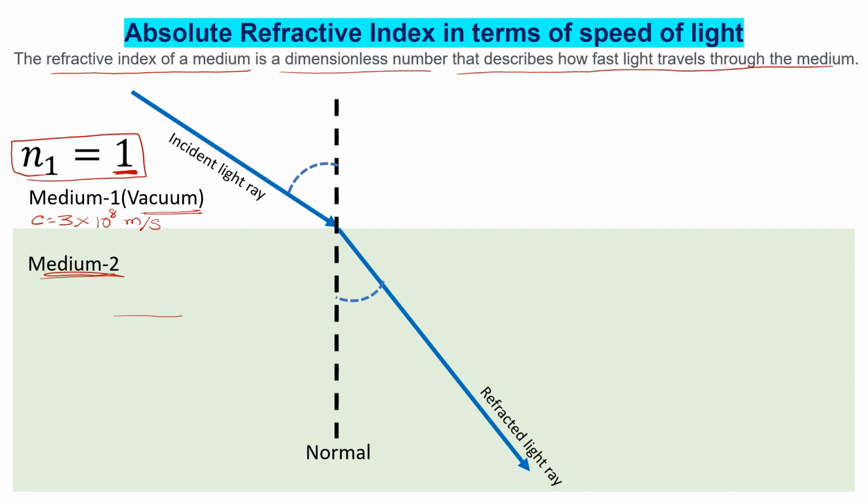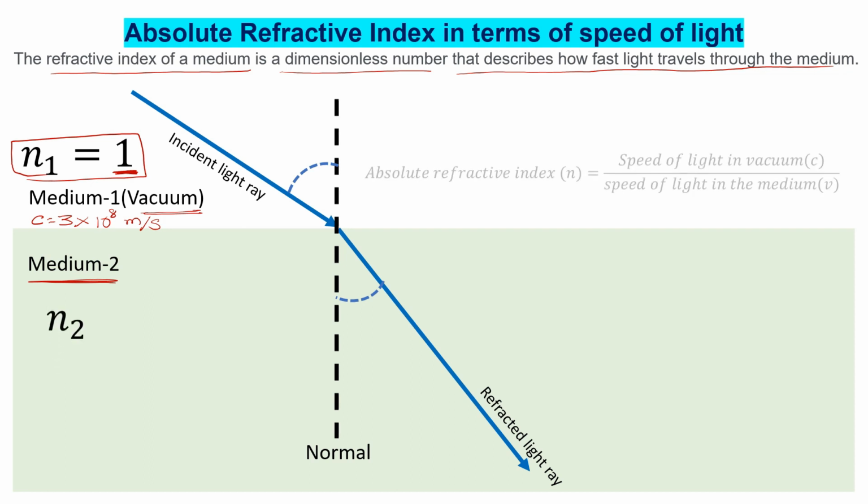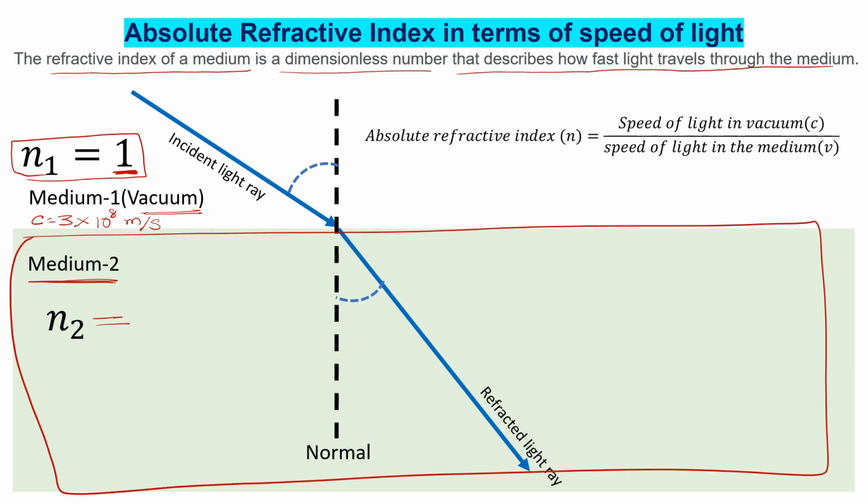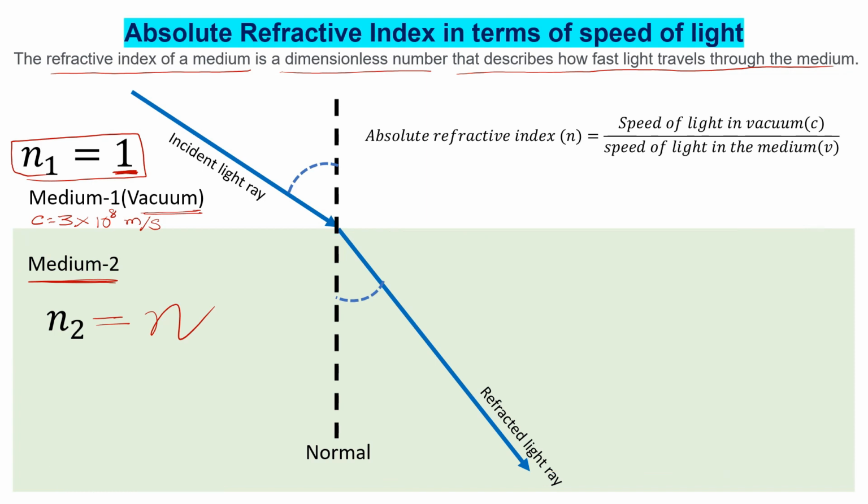Okay, by comparing with the speed, we are giving the index number to the medium. Now the formula is the absolute refractive index of the medium. Here we are interested in this medium, and we have to find the refractive index of this medium. We simply represent it with the letter N. No need to write N2, because the first medium is the vacuum.